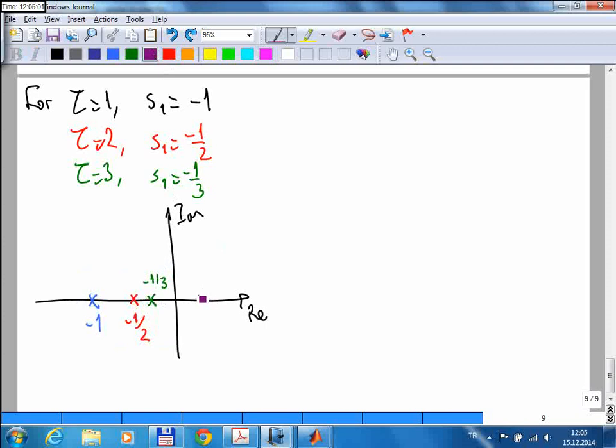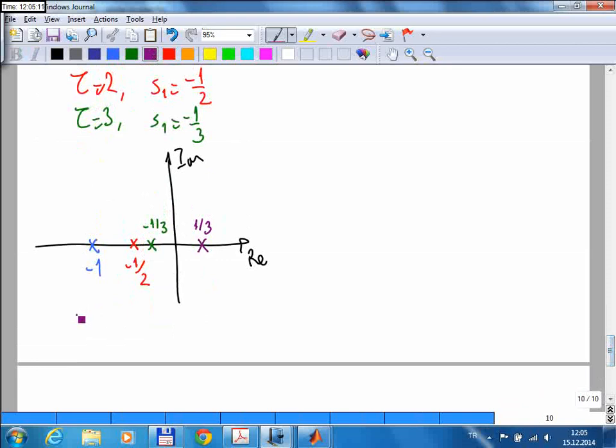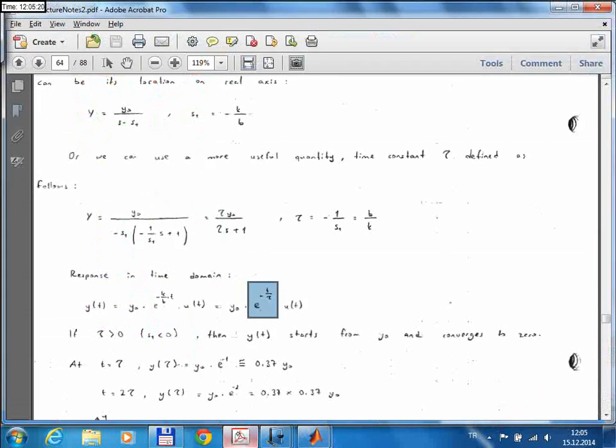And let this be plus 1 over 3. That means the time constant should be negative for that case, right? Minus 3, and the pole is at plus 1 over 3. Well, we know actually what we expect from here, right? This time constant is negative, so we have e to the power of some positive value. And as t grows, the positive value will keep growing.